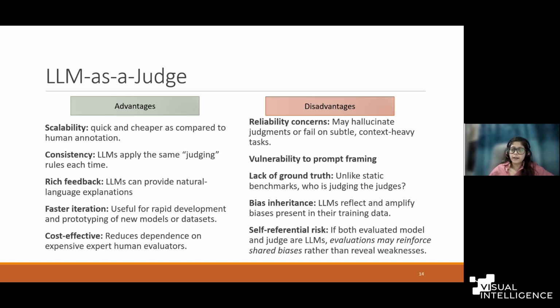LLMs tend to reflect and amplify the biases which are already present, like we saw previously. And there is a self-referential risk. So if the same model is evaluating itself, the evaluations may reinforce the shared biases and will fail to reveal the weaknesses.